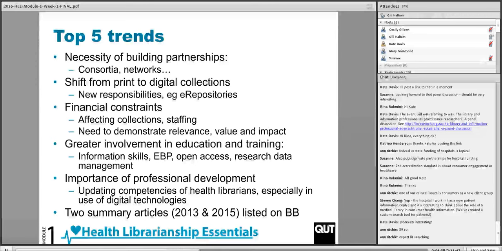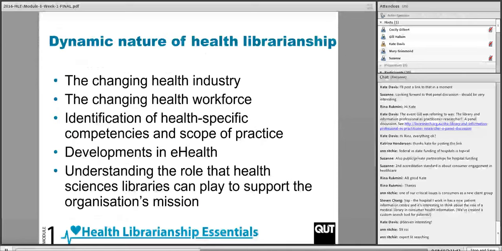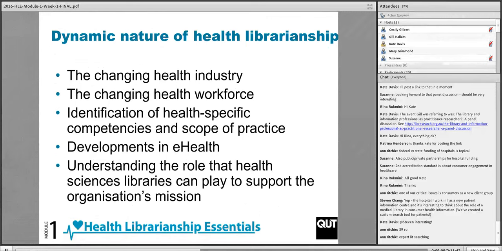On the Blackboard site, there are 2 summary articles which are very helpful and draw everything together. So instead of having to read all 15 articles, you can get a real quick understanding of where the future is going and the trends that you need to understand. It's a very dynamic area that you need to get your head around. Some of these ideas might be quite helpful for structuring and formatting your interview, and thinking about what you might like to talk to your health librarian about along the way.